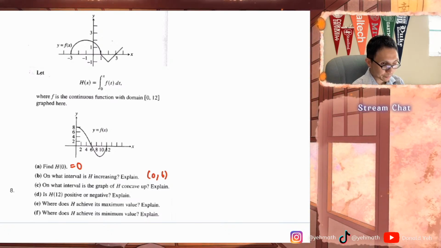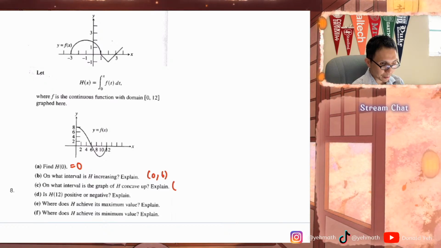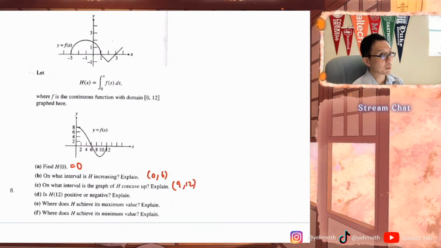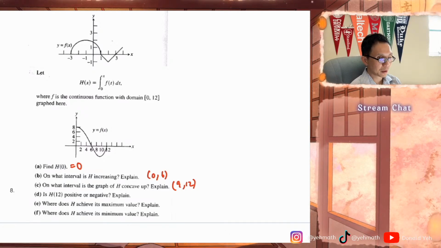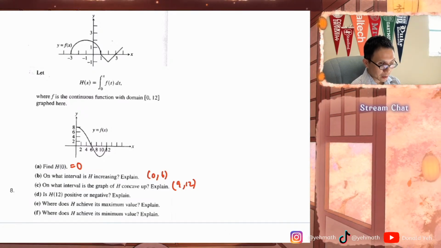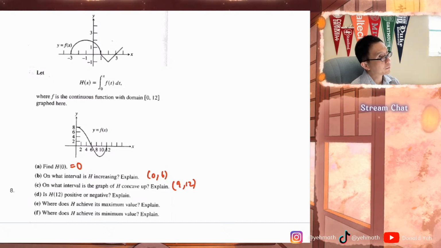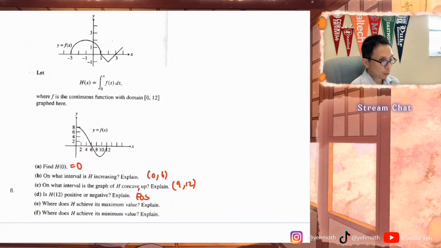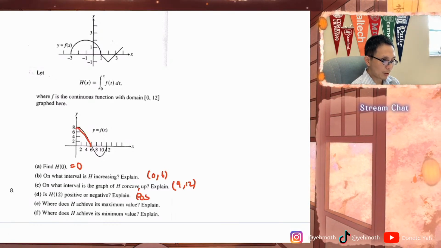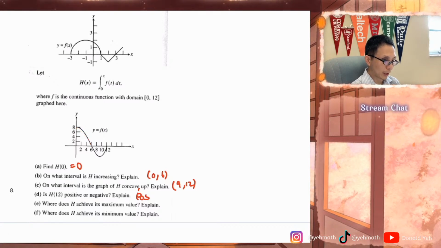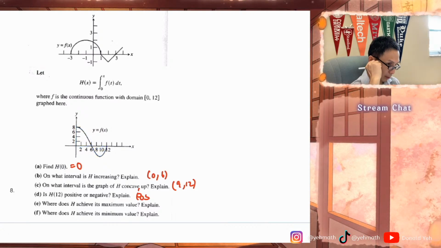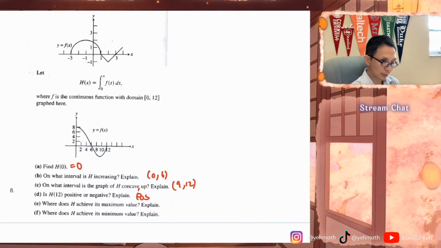Concave up, roughly from, I would say probably 9 to 12, right? Because it's a positive slope, because it's the derivative of that. Is h of 12 positive or negative? I said positive. Positive is good. Why is it positive? Because this area is way bigger than the other area, just by visual, right? It's way bigger than this. So that is actually positive.